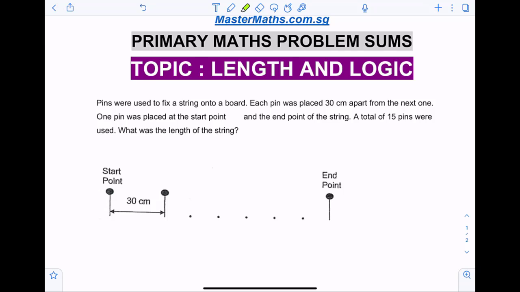Pins were used to fix a string onto a board. Each pin was placed 30 cm apart from the next one. One pin was placed at the start point and the end point of the string. A total of 15 pins were used. What was the length of this string?